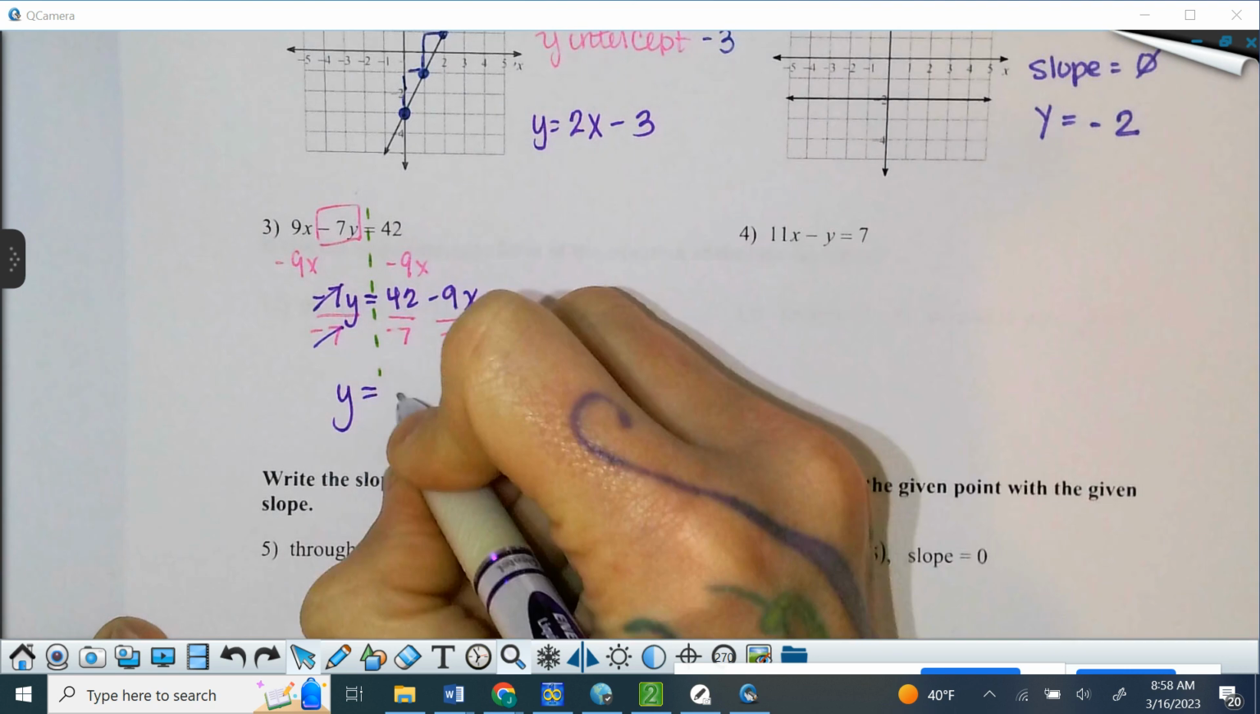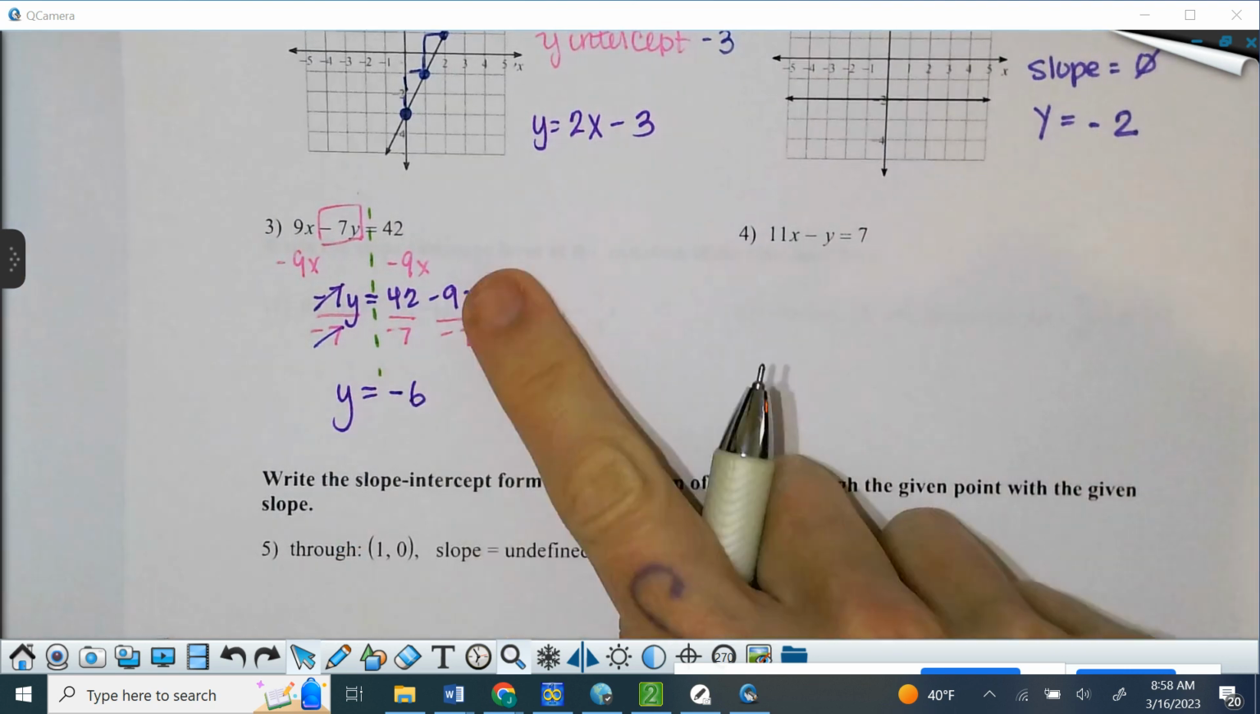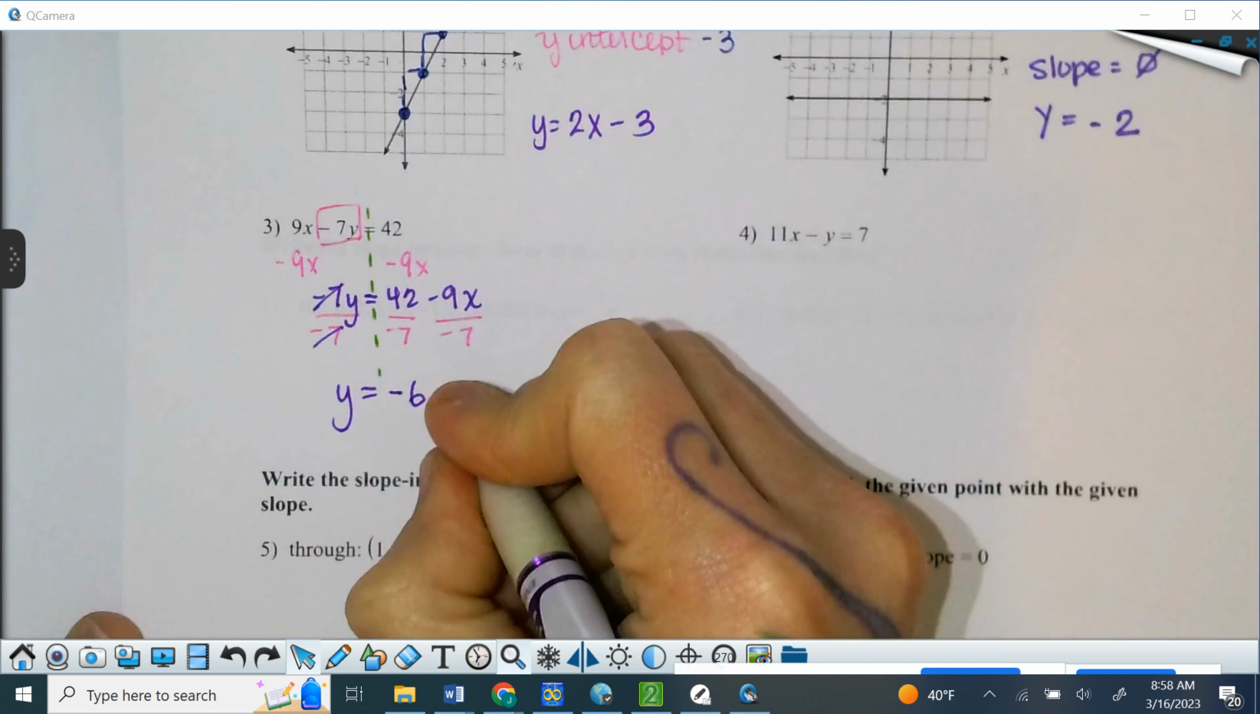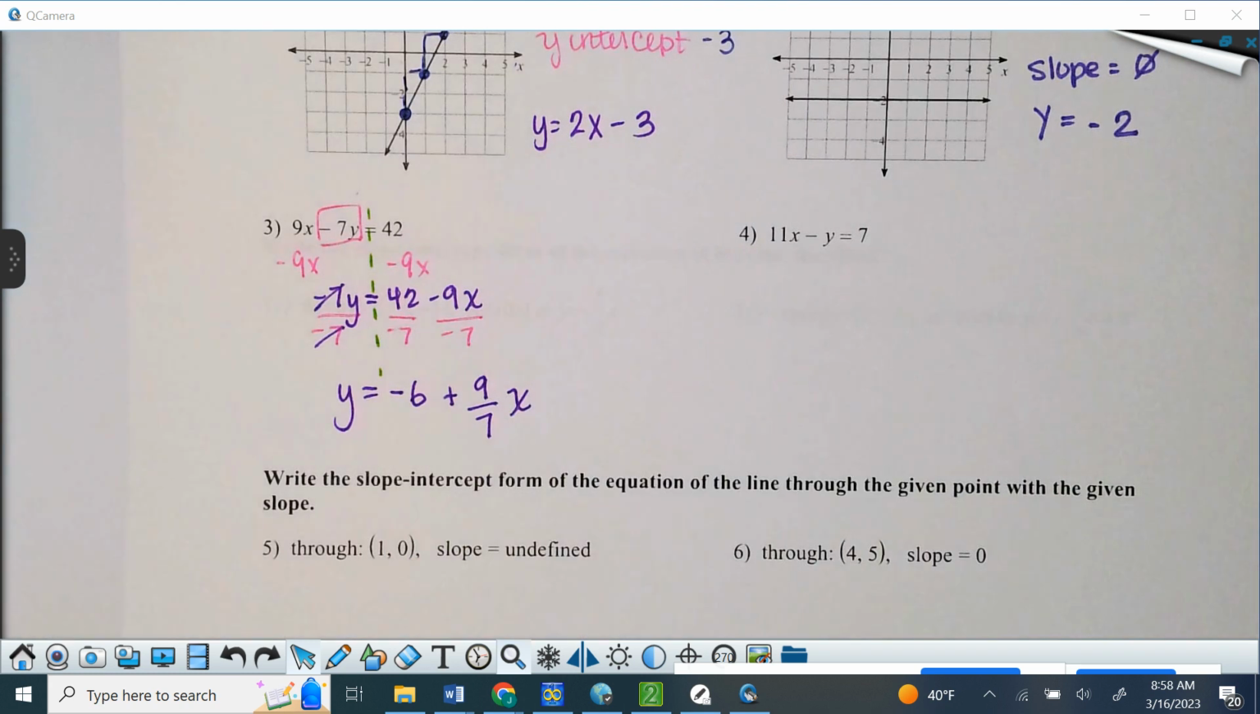Going to give me a -6. -9 over -7 is going to give me positive because it's a negative and a negative. And 9 and 7 are both prime, so they're not going to get any nicer and neater. So it's going to rise 9 and run 7. Your y-intercept is going to be a -6.